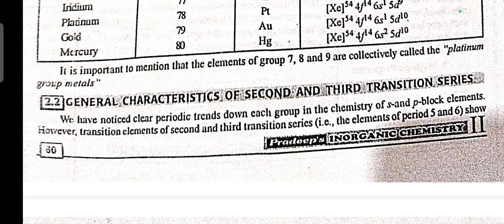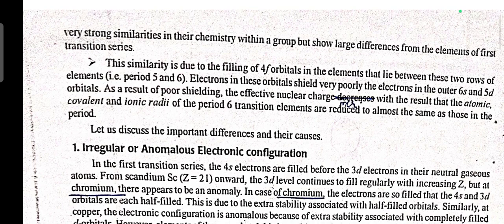Now, general characteristics of second and third transition series. We have noticed clear periodic trends down each group in the chemistry of s and p block elements. However, the transition elements of second and third transition series, the elements of period 5 and 6, show very strong similarity in their chemistry within the group but show large difference from elements of the first transition series. This similarity is due to the filling of 4f orbitals in the elements that lie between these two rows of elements.